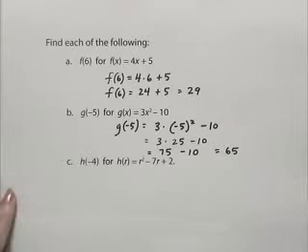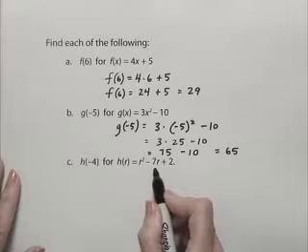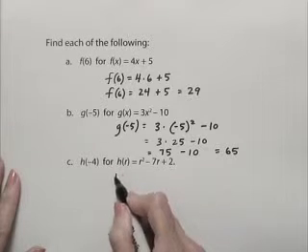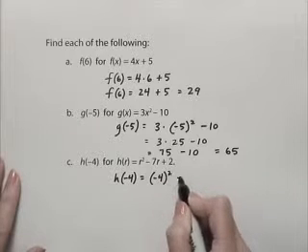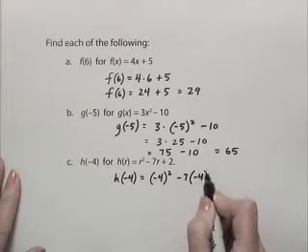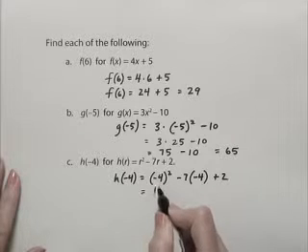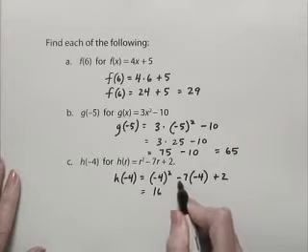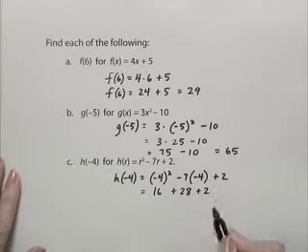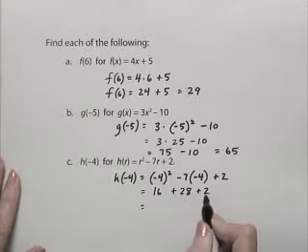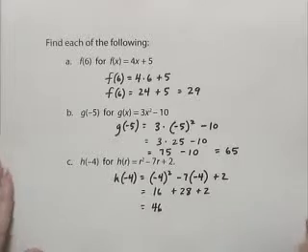And finally, let's find h of negative 4 for h of r equals r squared minus 7r plus 2. h of negative 4 will equal negative 4 squared minus 7 multiplied times negative 4 plus 2. That gives us negative 4 squared is 16. We have a negative 7 multiplied times a negative 4, which is plus 28, plus 2. Here we can add the 28 and the 2 to give us 30. 30 plus 16 is 46 to give us our result.